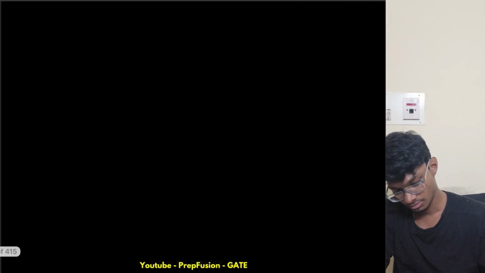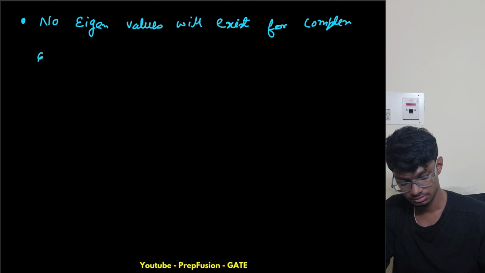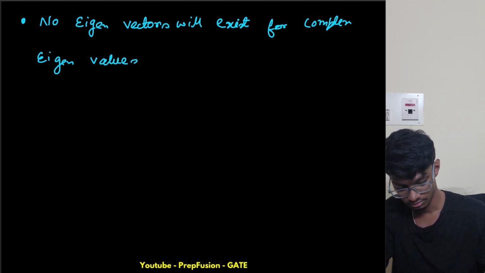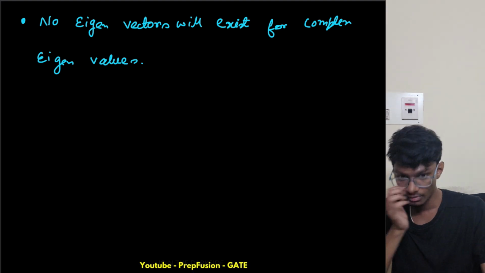Sorry, I wrote it wrongly: no eigenvectors will exist for complex eigenvalues. So this is basically that.